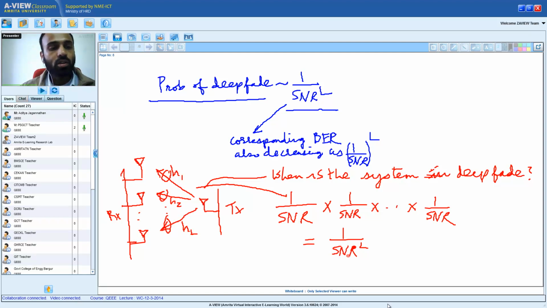That is correct. The choice of L does not depend on the distance between the TX and RX. It depends on the inter-antenna spacing, the spacing between the various antennas.